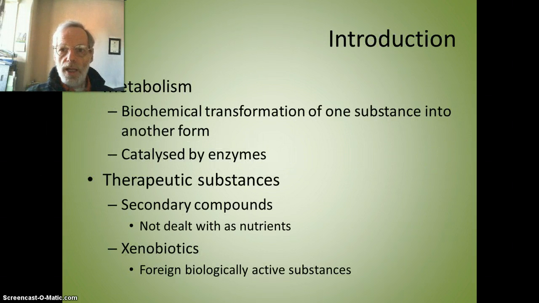Metabolism can be described as the biochemical transformation of one substance into another, and metabolic processes are catalyzed by enzymes. Therapeutic substances like conventional drugs and herbal constituents are secondary compounds. They're not dealt with by the body as primary nutrients, but instead they must be treated as foreign biologically active substances, otherwise known as xenobiotics.